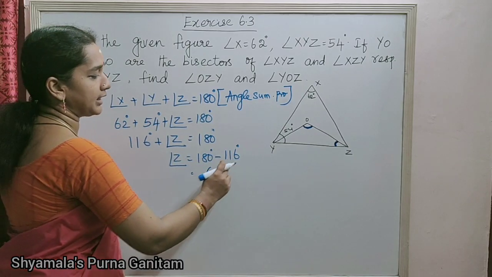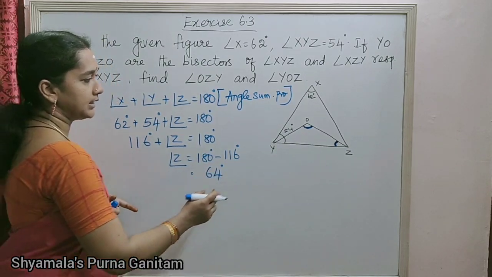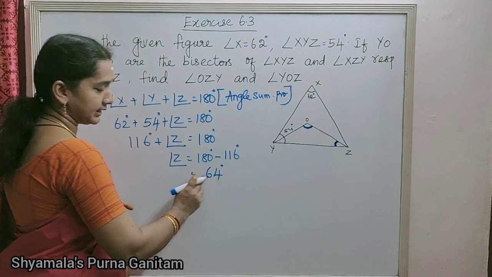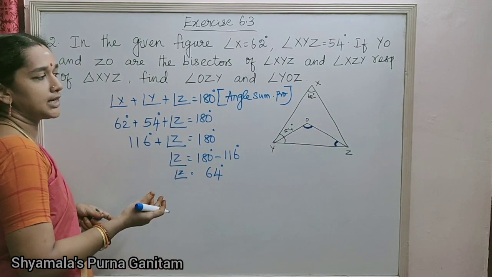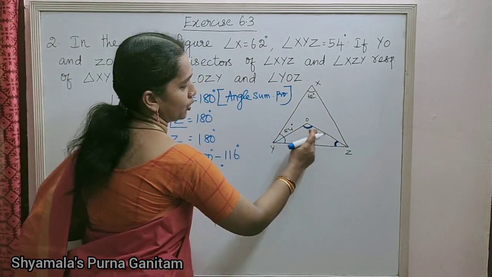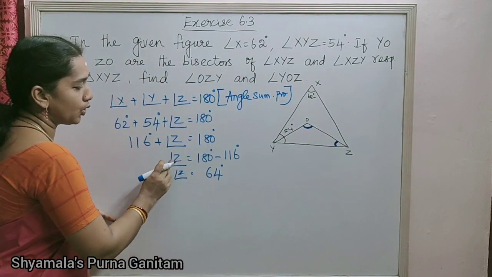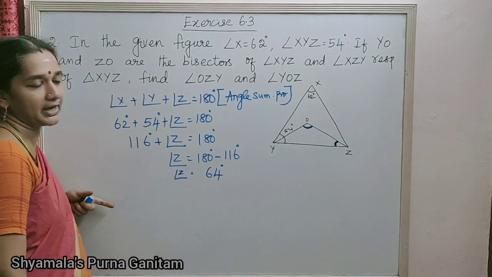Okay, so 180 minus 116 is 64 degrees. That is, the whole angle Z is 64 degrees. You are asked to find angle OZY. So, OZY is half of angle Z.